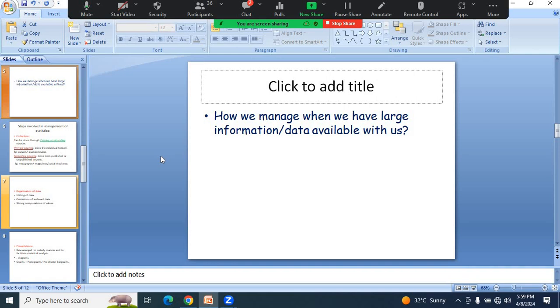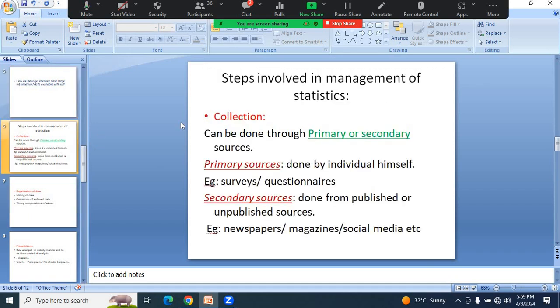When we collect information from someone ourselves, what is that source? We have studied this at school level. It's on the screen, you may see and speak. What are those sources when we collect information ourselves? Primary sources, like surveys. Yes, good.